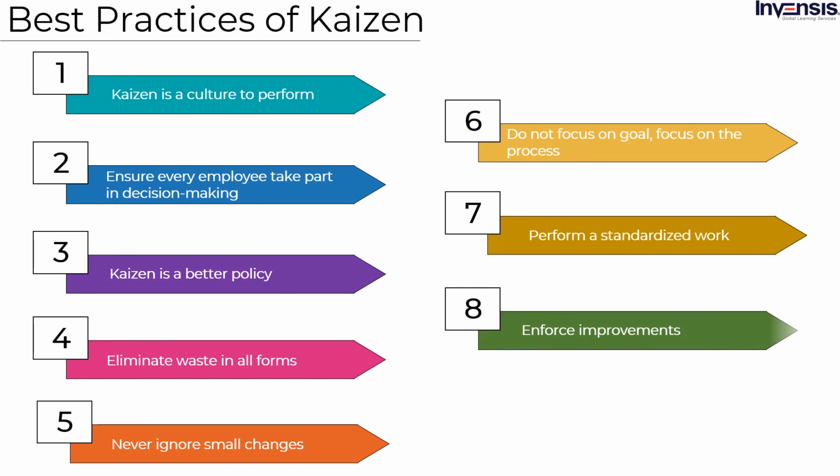The next best practice to be pointed out is: enforce improvements. Enforcing the changes you've made to your processes is very important for the improvements you've made to last. One method of doing this is documenting improvements, which makes sure that your standard work is up to date, and training employees on new procedures can help sustain the progress you have made in your continuous improvement efforts.